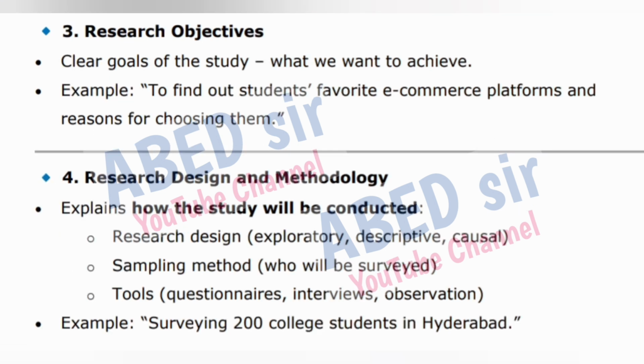3. Research objectives. Clear goals of the study, what we want to achieve. Example: to find out students' favorite e-commerce platforms and reasons for choosing them. 4. Research design and methodology. Explains how the study will be conducted. Research design: exploratory, descriptive, causal. Sampling method: who will be surveyed. Tools: questionnaires, interviews, observation. Example: surveying 200 college students in Hyderabad.